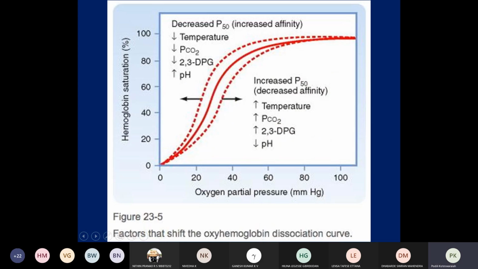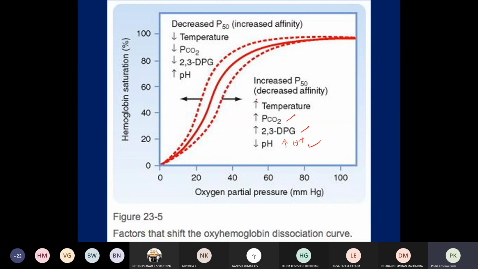with increasing carbon dioxide tension, the O2 dissociation curve moves towards the right. With increasing 2,3-BPG, the O2 dissociation curve moves right, and with increasing H plus ion concentration, that means reducing pH, it also shifts the O2 dissociation curve towards the right. And you can also see here that increased pH, decreased 2,3-BPG, and decreased partial pressure of carbon dioxide shift the O2 dissociation curve towards the left. And the last one is the temperature.